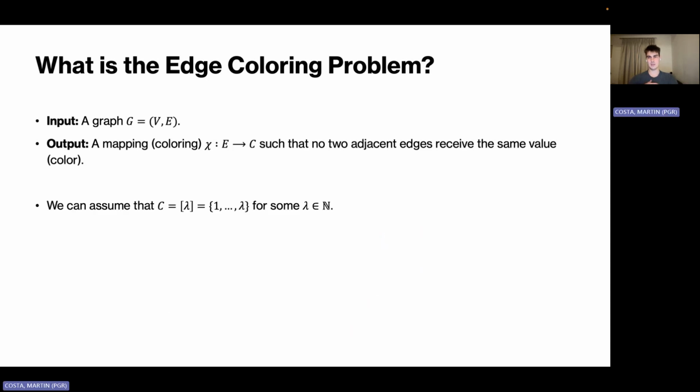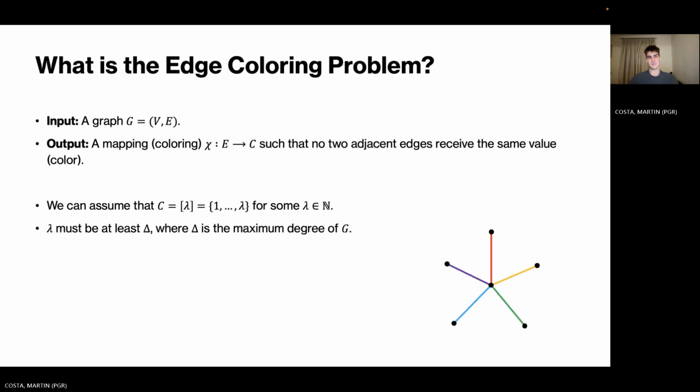We can assume that this collection of colors is just integers from 1 up to n. It doesn't really matter what the colors really are. All that matters is which ones are the same and which ones are distinct. We can also see that the number of colors required is at least Δ, where Δ is the maximum degree of the graph. This is just because if you take some node of maximum degree, all of the edges incident upon it share this common node, so they all have to have different colors.